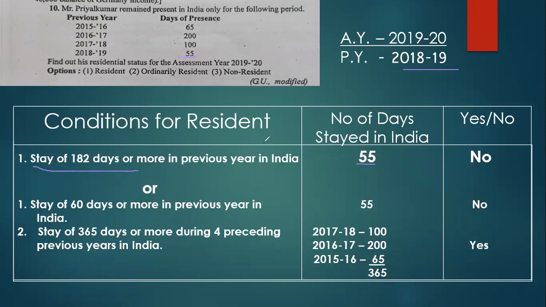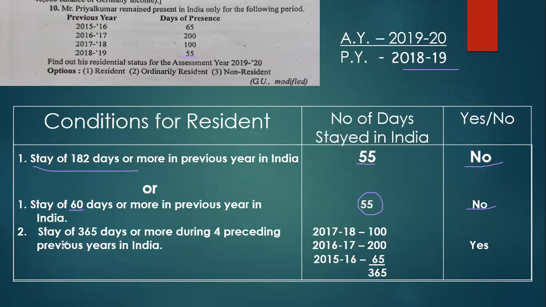Now 55 is less than 182 days, so this condition is not fulfilled, so here we will mention no. Then the second condition is stay of 60 days or more. How many days? 60 days. Stay of 60 days or more in the previous year, but the number of days is already given, that is 55. So here it is 55. So again 55 is less than 60 days, so this condition is also not fulfilled.